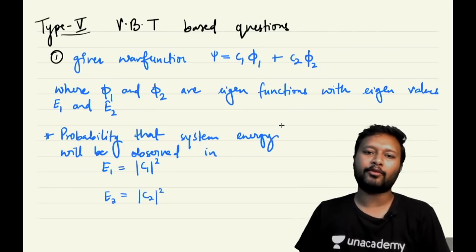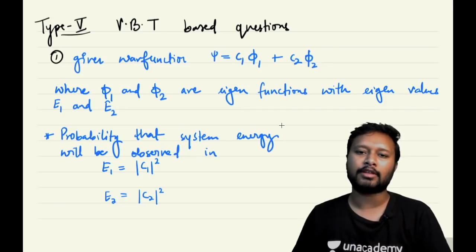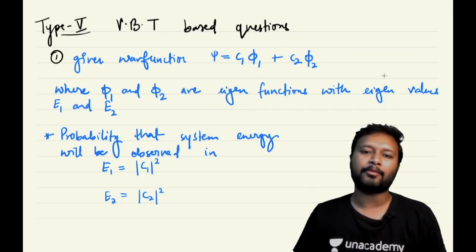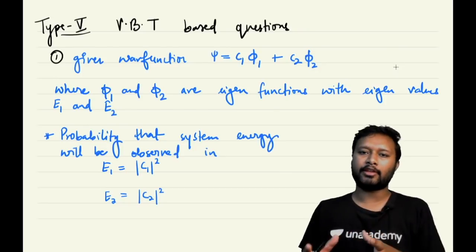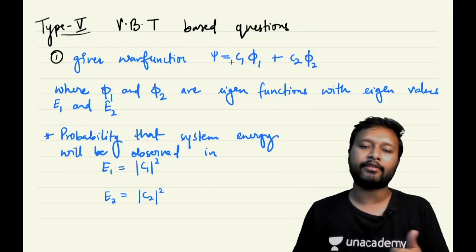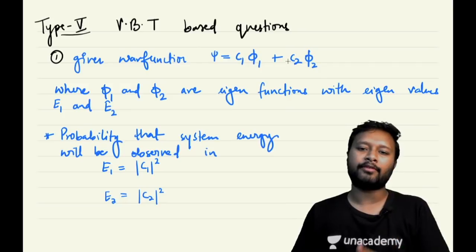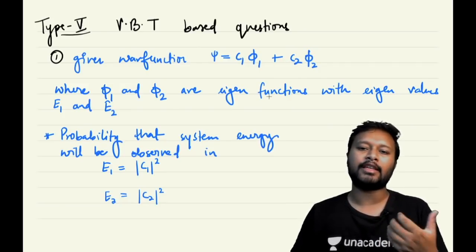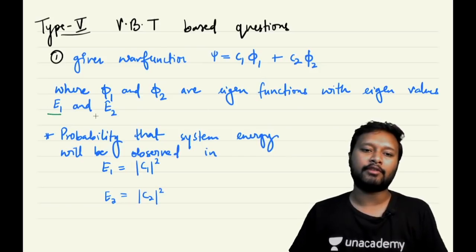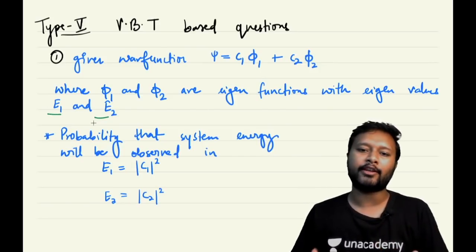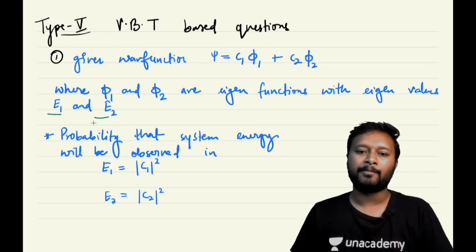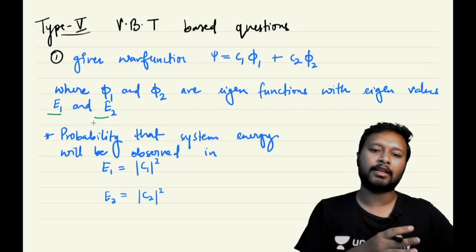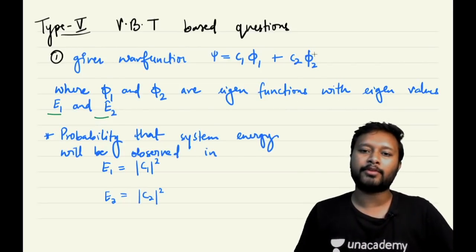The next type of question is valence bond theory based questions. In this type of question, you will be given a particular wave function. Let's say psi is a wave function given to you in the form of C1 phi 1 plus C2 phi 2, where phi 1 and phi 2 are given as eigenfunctions with eigenvalues E1 and E2 respectively. Now it might be asked: what is the probability that the system will be observed in E1, or in phi 1? So the answer will be C1 square.